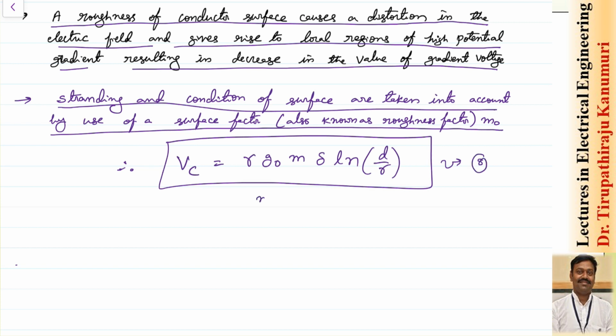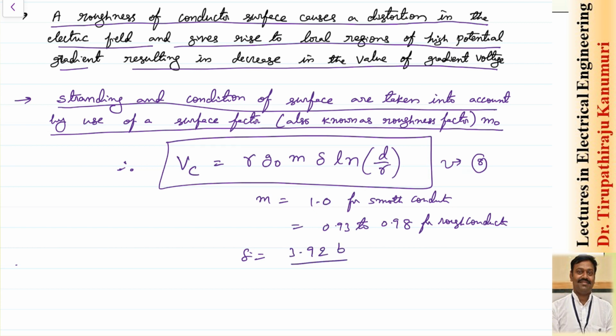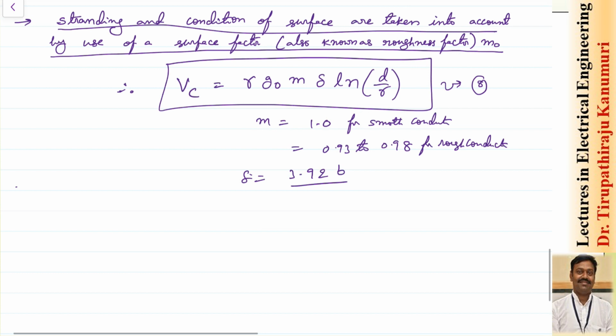Please remember this. Here the value of m will be 1.0 for a smooth conductor and 0.93 to 0.98 for a rough conductor. And the value of delta will be 3.92 into B, where B is the barometric pressure in centimeters of Hg. It is in centimeters of Hg only. So delta is 3.92 into B divided by 273 plus T, where T is the temperature in degree centigrade.